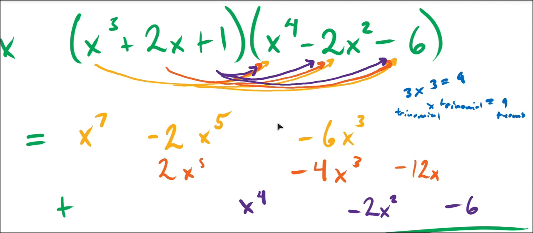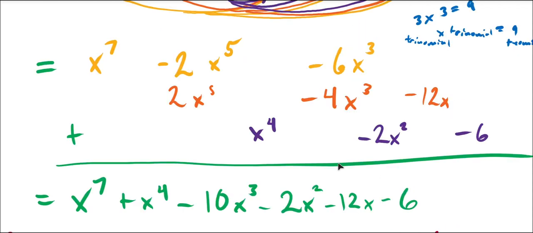Notice I've tried to stack them in a way where the powers line up, because this tells me who I need to add up with whom. Notice also that I have 9 terms, because 3 terms in the first times 3 terms in the second gives me a total of 9 terms. How do they cancel? Well, I have x to the seventh dropping down, minus 2x to the fifth, and 2x to the fifth is just 0, so we don't even write it. x to the fourth comes on down, minus 6 and minus 4 is minus 10x to the third, minus 2x squared has no partner, it comes on down, same thing with minus 12x, same thing with minus 6. So here is our final answer.